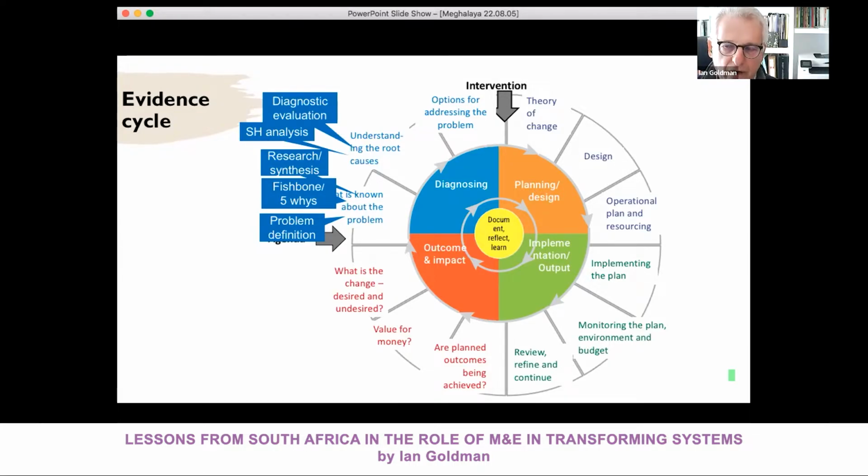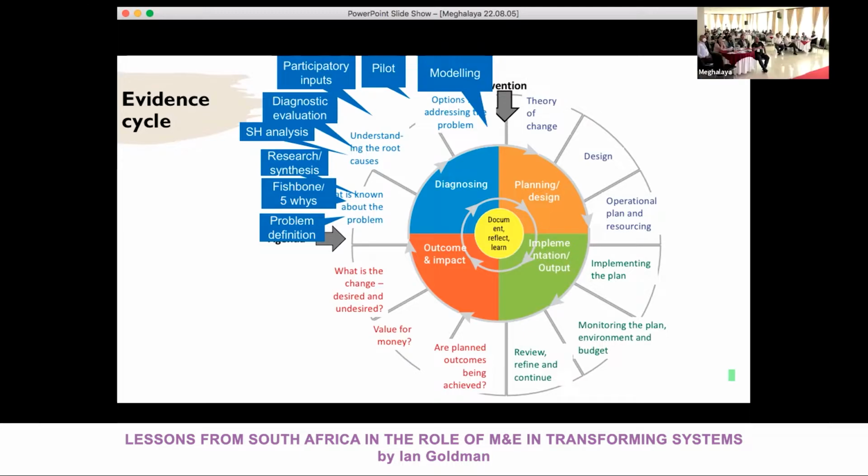In South Africa, we very much see evaluation as something that's done throughout the whole policy cycle. We talk about diagnostic evaluation, done to diagnose what's actually going on and consider the options. There are also community and participatory inputs. We can be piloting, we can be modeling. These are all ways we can do it, and there are many other tools. SWOT is another tool you can use as part of your diagnosis process. Through that, you come to an option and select the intervention you want to take forward.